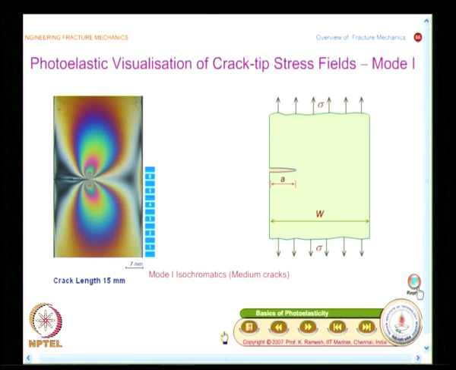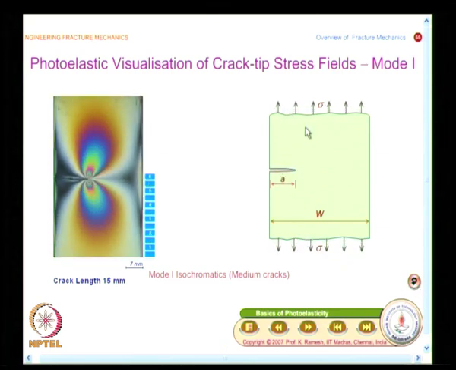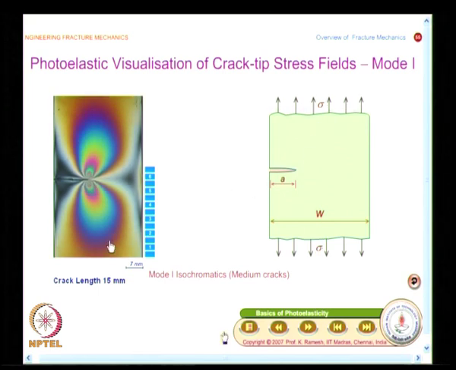Now you have learned that the crack modes could be classified as mode 1, mode 2 and mode 3 depending on how the crack faces move. If the crack faces open up like this, you call it mode 1, and this is what you have here. I would put this animation again. Load is applied, and as the load is gradually increased, you find more and more fringes come. Make a sketch of this. You have a crack axis, it is symmetrical about the crack axis, and the significant aspect is that the fringes are forward tilted.